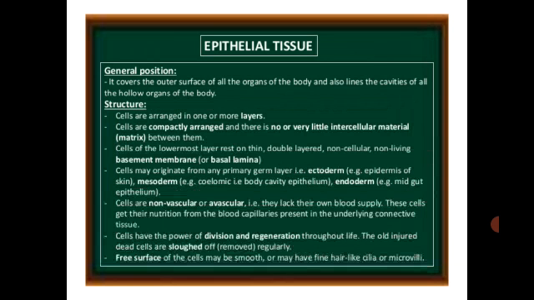Cells are arranged in one or more layers. Cells are compactly arranged, and there is no or very little intercellular material between them. Cells may originate from a primary germ layer, that is ectoderm, endoderm, and mesoderm. Cells have the power of division and regeneration throughout life. The old, injured, dead cells are sloughed off regularly.